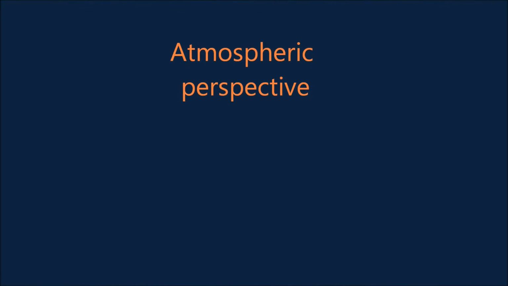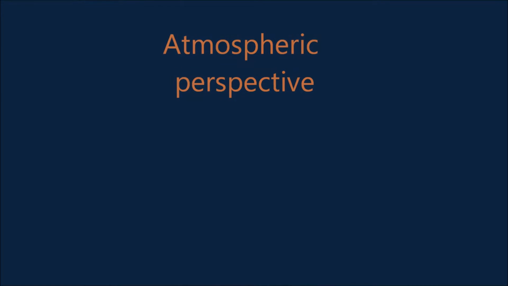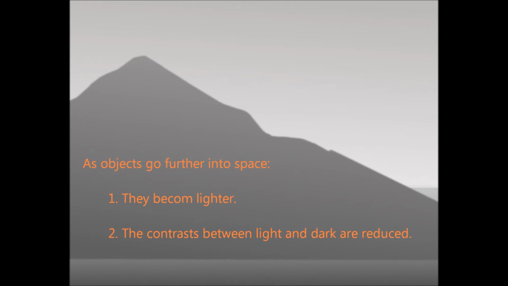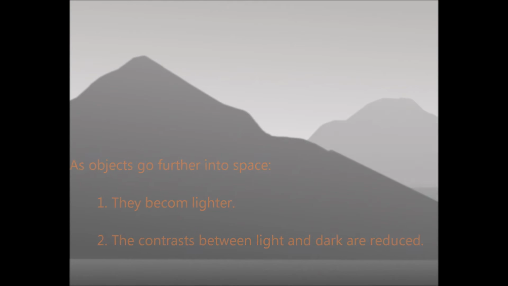Well, as objects such as mountains or buildings move further away from you in space, they become lighter and they take on the color of the atmosphere. So if it's a clear day and the sky is blue, distant objects will start to look more bluish as they go further away from you. Also, contrasts between lights and darks become weaker as objects disappear into the distance.